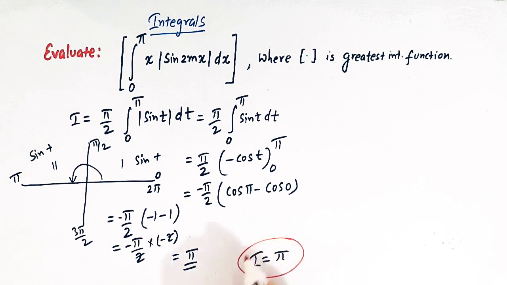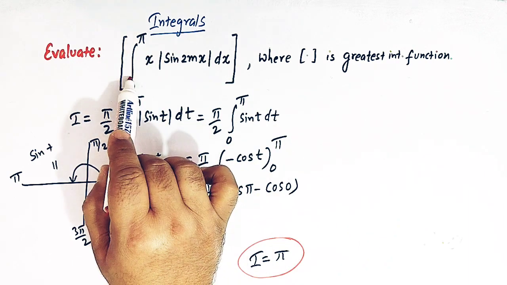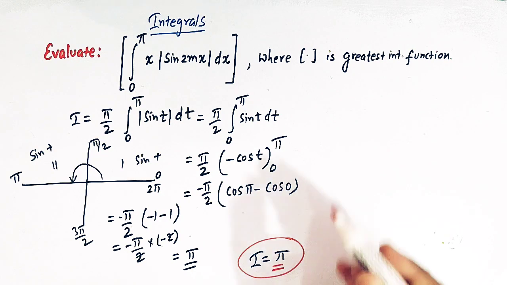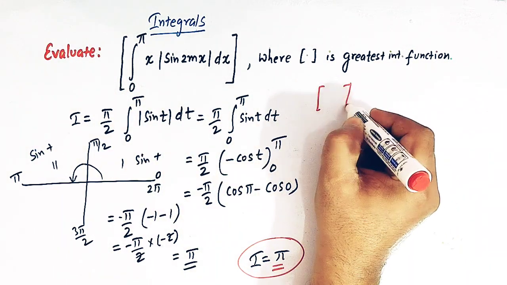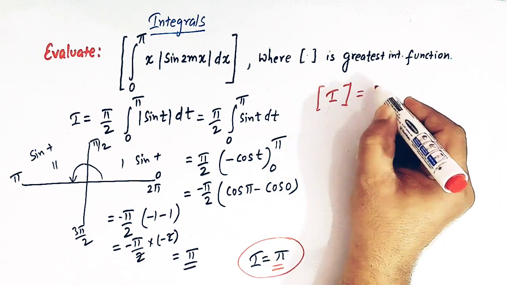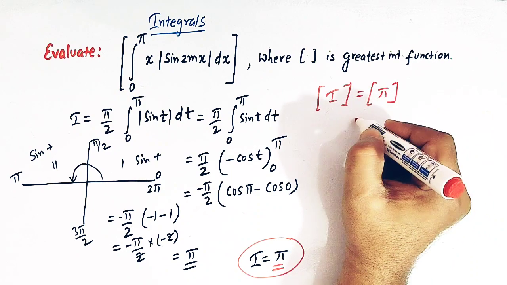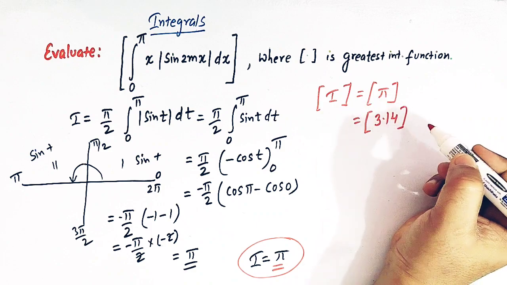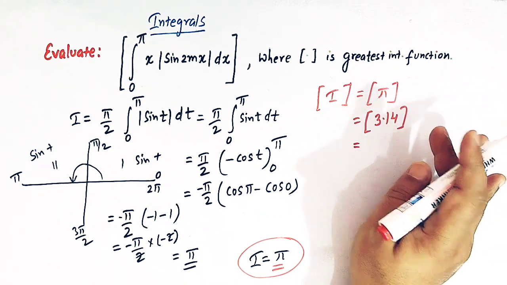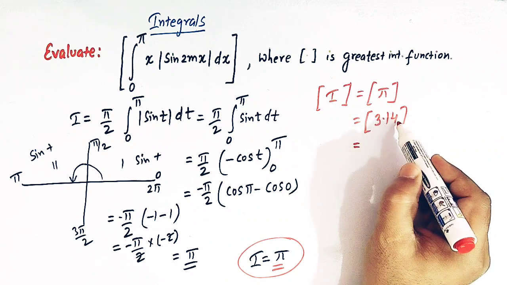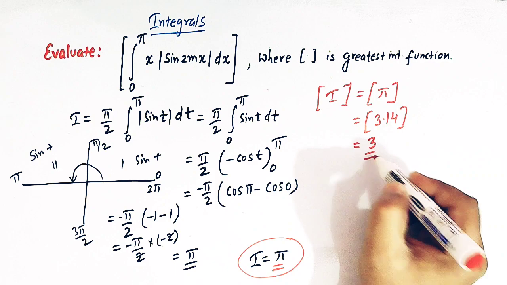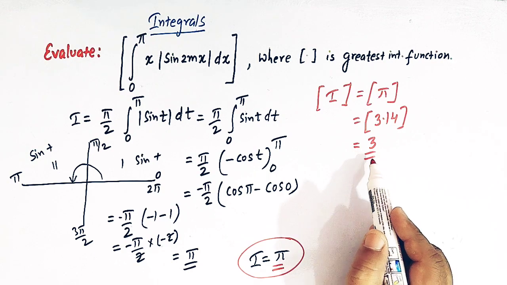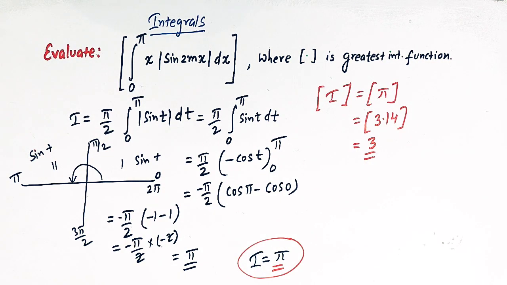So viewers, we have obtained the value of the integral inside the greatest integer function symbol as pi. But we have to find the greatest integer of I, so we have the greatest integer of pi, and the approximate value of pi is 3.14. From the definition of the greatest integer function, the greatest integer of 3.14 is equal to 3. So the value of this expression is equal to 3. This is how we can solve this problem.